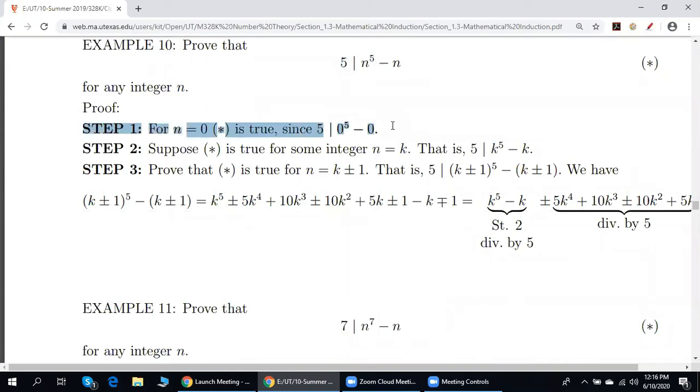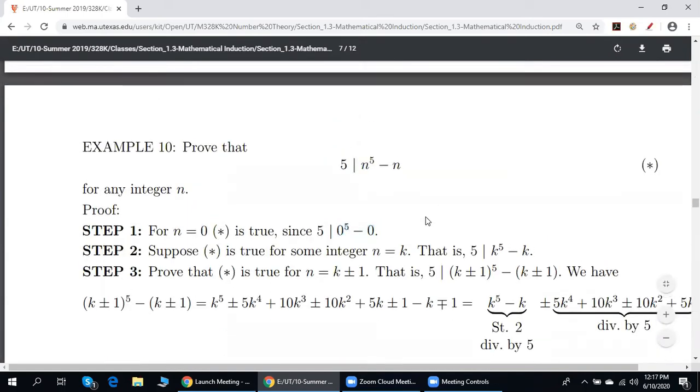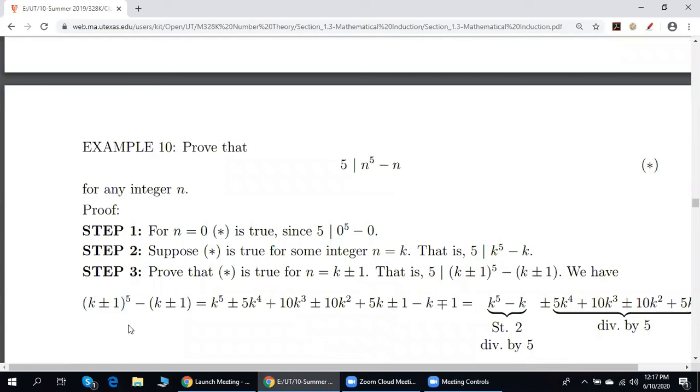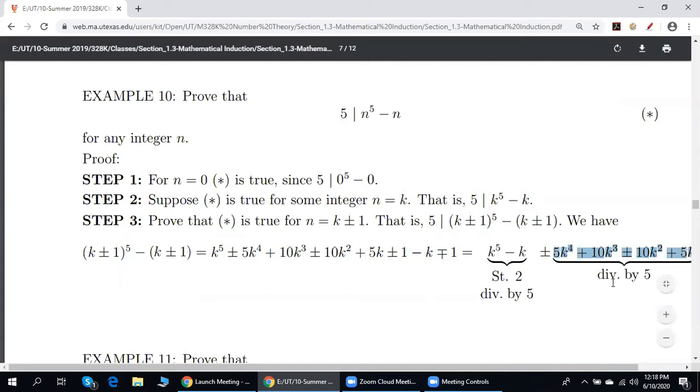Step 1 is very similar. For n is equal to 0, this is true because 5 divides this. Step 2, we replace n by k. Step 3, prove that this is true for n is equal to k plus or minus 1, namely this. And now the general idea is fundamentally the same. We expand parentheses here and expand parentheses here. One can check that if we expand parentheses here, we get this. And now, as before, we cancel out 1. We group together this and this, which is divisible by 5 by step 2. And this expression is also divisible by 5 because we can factor out 5.